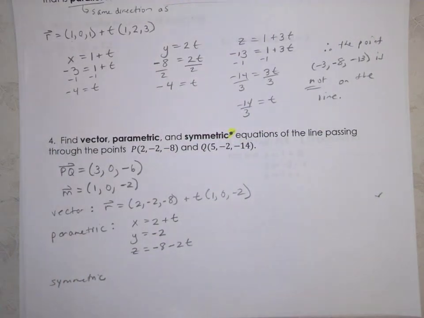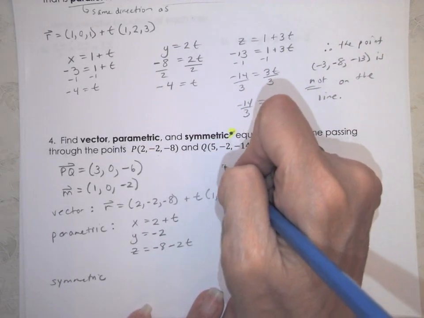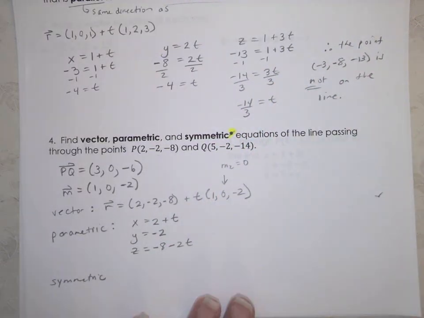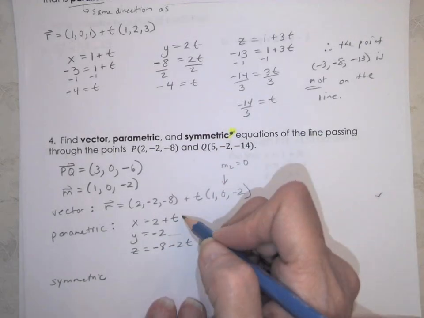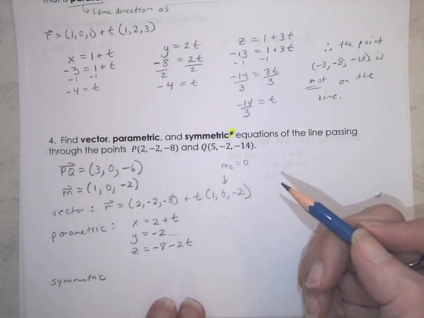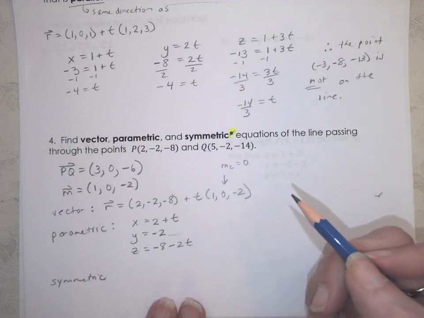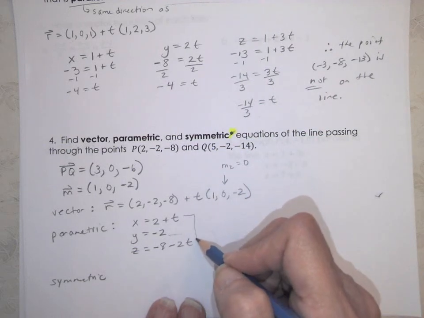So notice that we have a direction number, our second direction number being 0 here. And you can see here there's no t. I can't get t by itself in my y parametric because there is no t. So how do you write the symmetric equation when one of your direction numbers is 0? It's still possible, but it looks different.